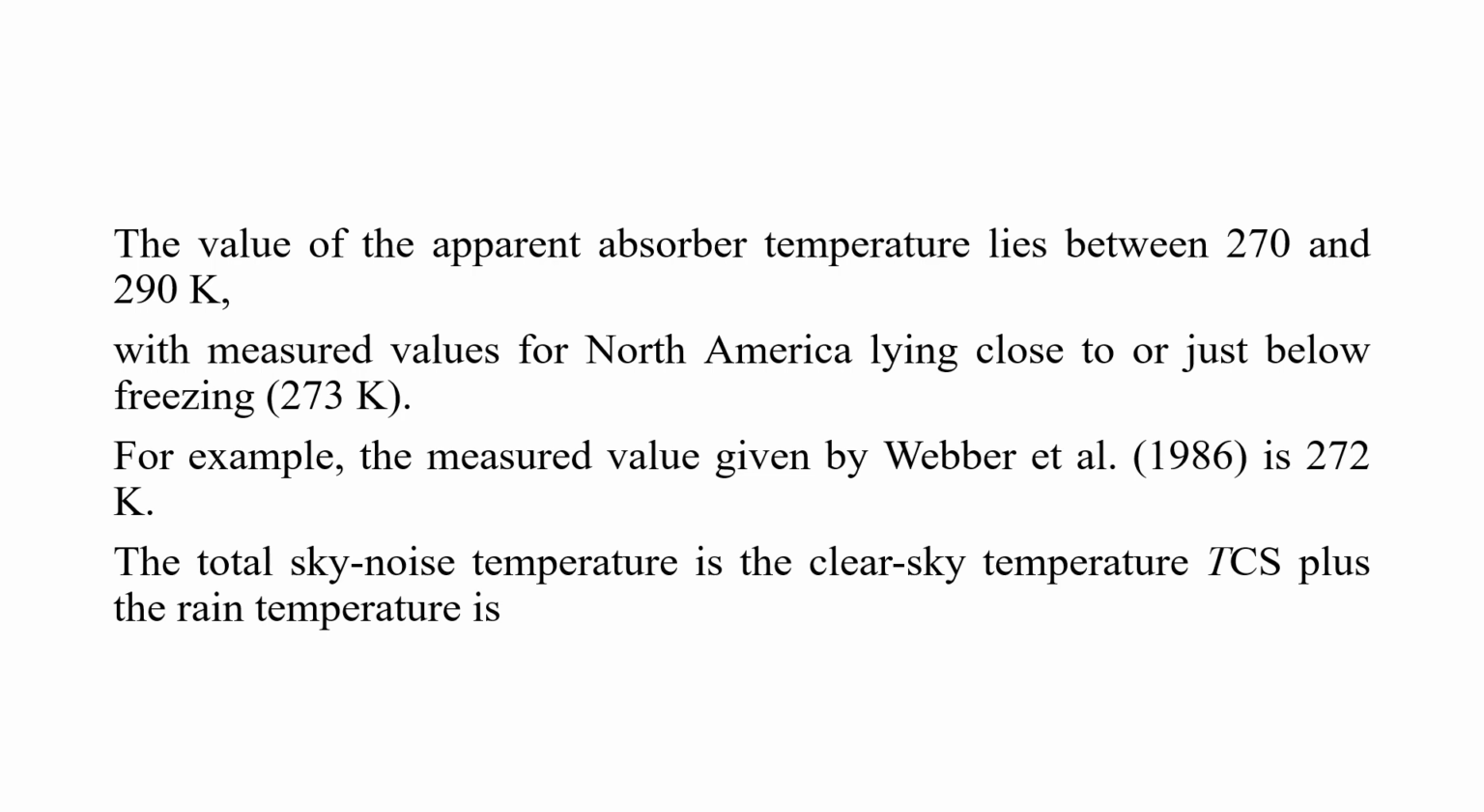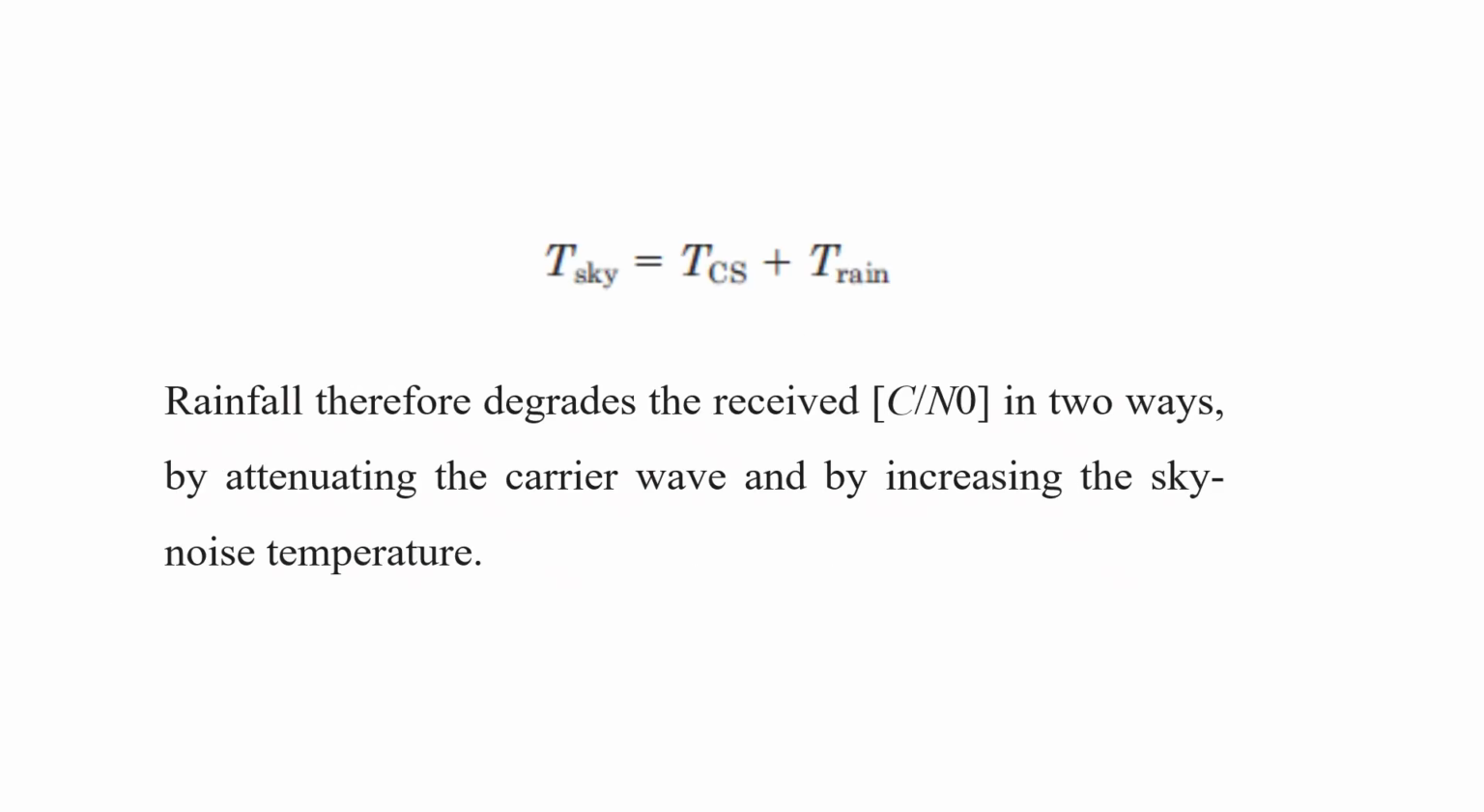The total sky noise temperature is the clear sky temperature plus the rain temperature. Therefore, rainfall degrades the received signal to noise ratio in two ways: by attenuating the carrier wave and by increasing the sky noise temperature.